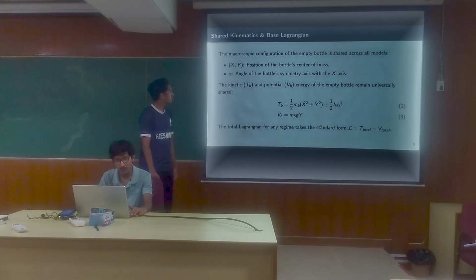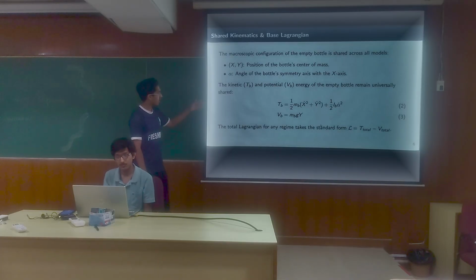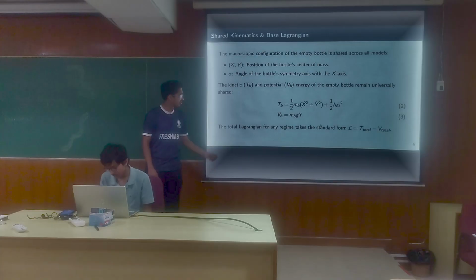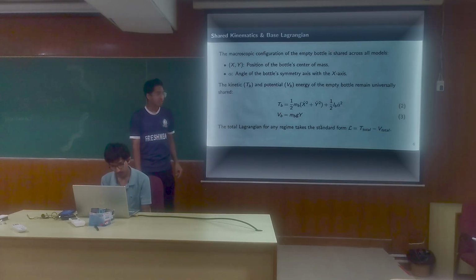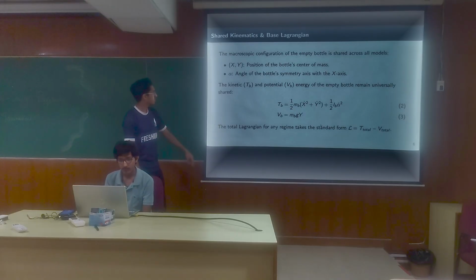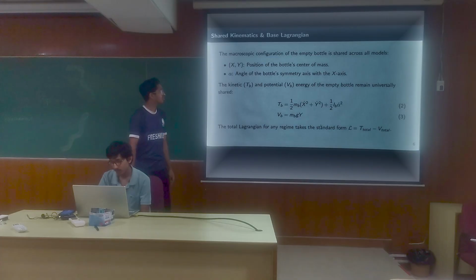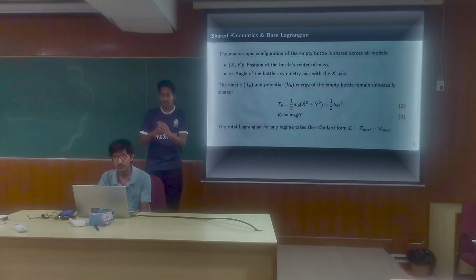So now getting on the equations part, for all three models this will remain the same, meaning the kinetic energy of the bottle and the potential energy of the empty bottle. This will remain the same and it's given by these formulas. And we are defining x and y to be the position of the bottle center points, and alpha will be the angle made by the bottle's axis to the x-axis.